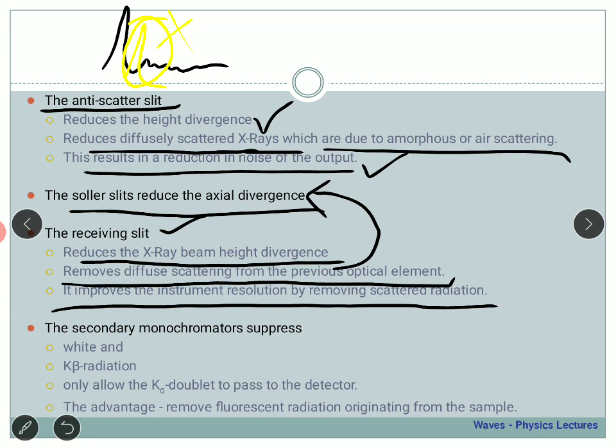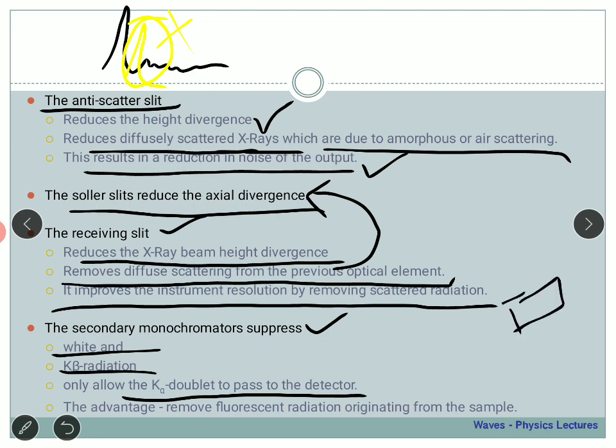Next we have the secondary monochromator. It might be attached to your instrument, it might not, depending on what kind of instrument you are using. But if we use a secondary monochromator, it will suppress the K beta radiation and the white radiation, which might be present because of the scattered radiation, or even if they were missed in the primary optics. So it will only allow the K alpha doublet to pass through to the detector. The aim is that the diffracted X-ray entering the detector should only be the K alpha line.